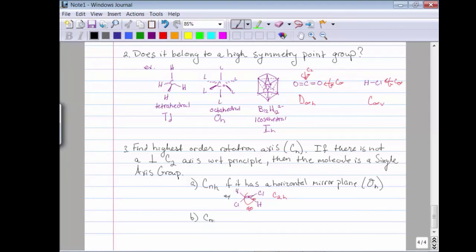Next, it's CNV if it does not have a sigma H, but it has a sigma V. So remember that V is for vertical. The sigma V would be in the same plane as the principal axis. An example of this is NH3. This one has a C3 rotation axis in plane with the lone pair. And it has a sigma V in the plane of the page as drawn. It would actually have 3 different sigma V's. And this would be C3V point group.